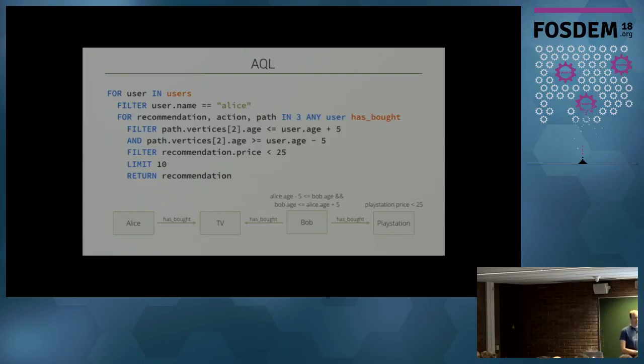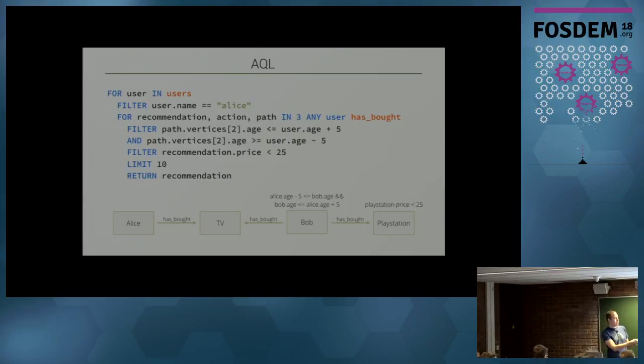We can also make it a bit more complicated. The graph traversal statement can actually return three return values. The first thing is the last vertex it is standing on. The second one is the edge pointing to the last vertex. And path is the entire path. So let's say in this example, if I'm standing at PlayStation, PlayStation would be my result for recommendation, this relation would be the action, and the entire thing would be the path.